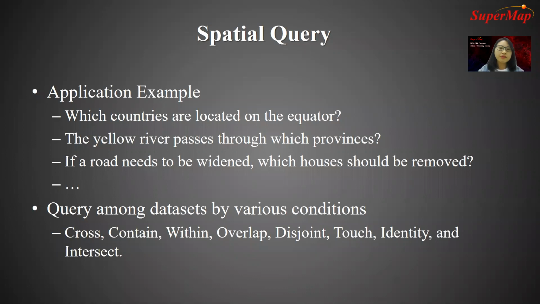That's the same as the first one. If you want to know which provinces the Yellow River passes through, you can do a spatial query to check the relationship between the Yellow River and the provinces. The third example is about roads. If a road needs to be widened, which houses should be removed? Here we can also use spatial query to check the relationship between the road and the houses, and find out which houses should be removed. Here we need to know some conditions in spatial query, including cross, contain, within, overlap, disjoint, touch, identity, and intersect.